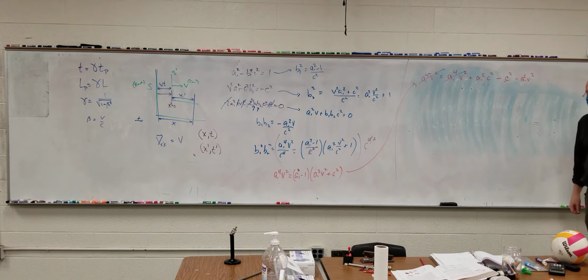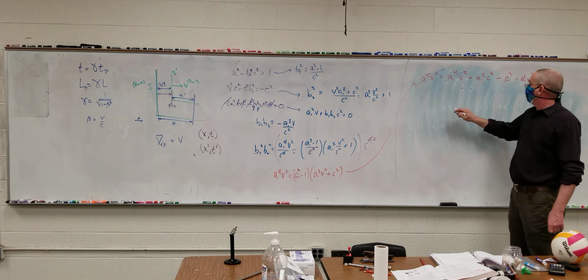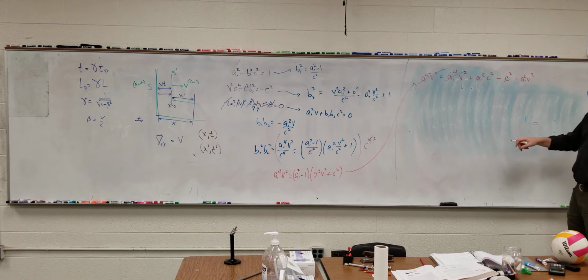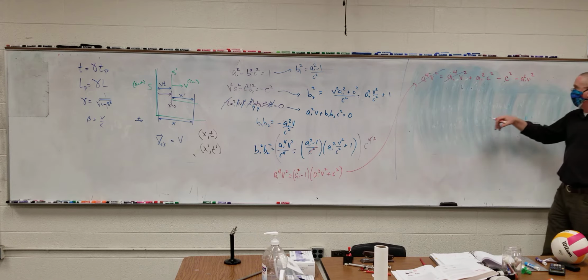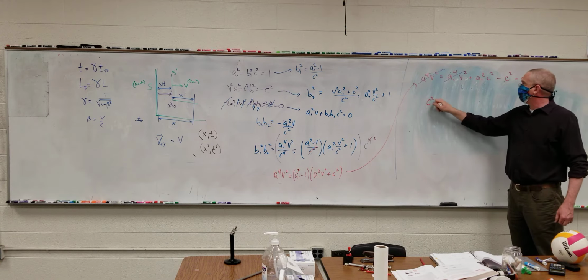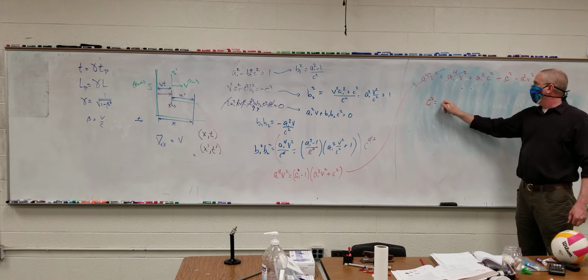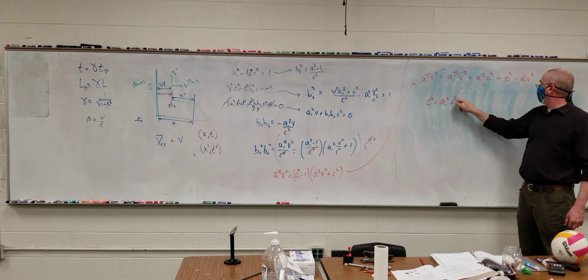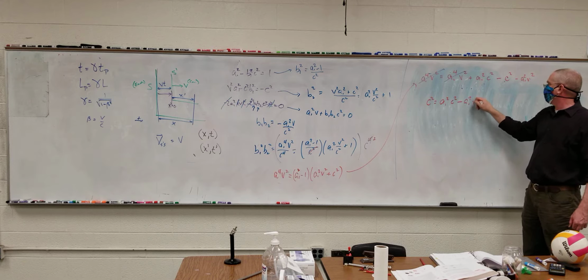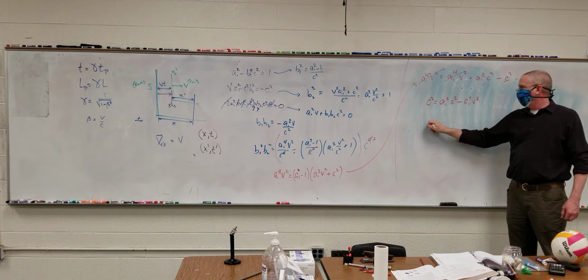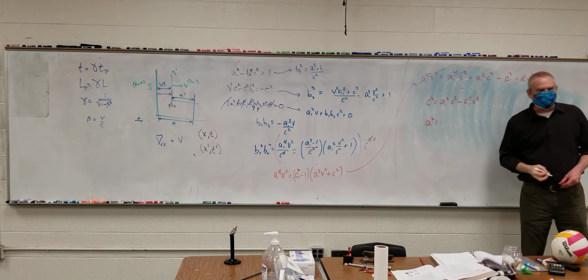Ultimately, I'm solving for A1, because that's an unknown there. So let's solve for A1 here. So let's get the A1 terms together and everything else on the other side. So I get C squared over on the left-hand side. And I'm left with A1 squared C squared minus A1 squared V squared. What does A1 squared equal?